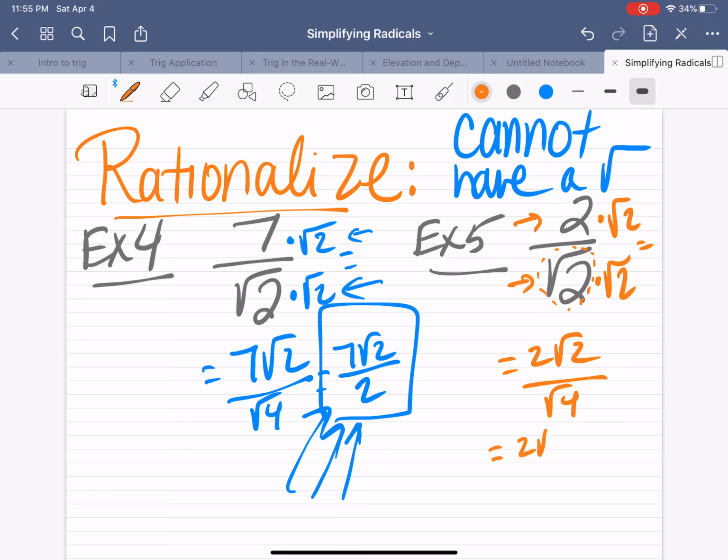So bring down the 2 root 2. Denominator, square root of 4 is 2. Notice that on this one you have one more step. 2 divided by 2 reduces to 1. So your final answer here is square root of 2.